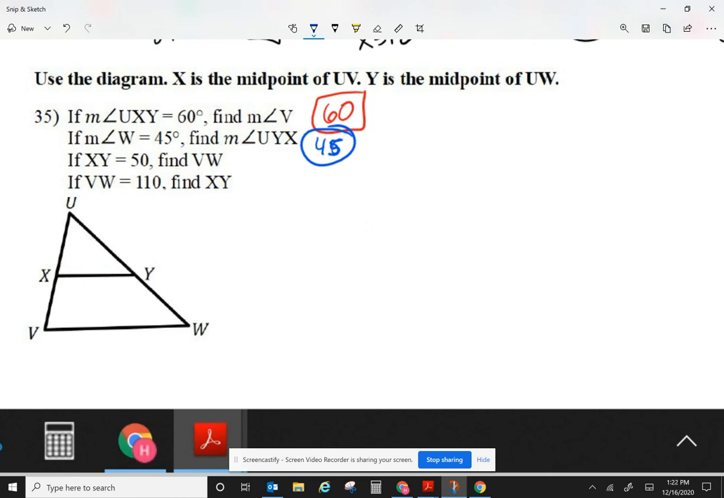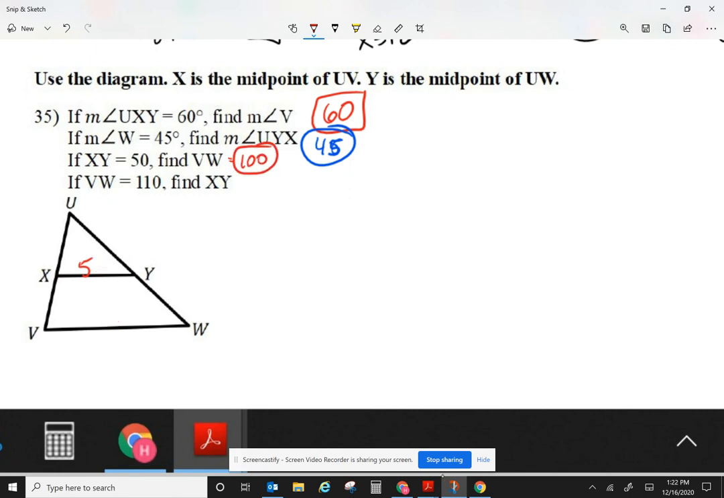One question says, if the segment XY equals 50, if that segment is 50, find VW. Right, the mid segment. The mid segment is 50. Since I'm given the mid segment, I'm going to say VW is 100. I'm just going to multiply the mid segment times 2. So this is 100.